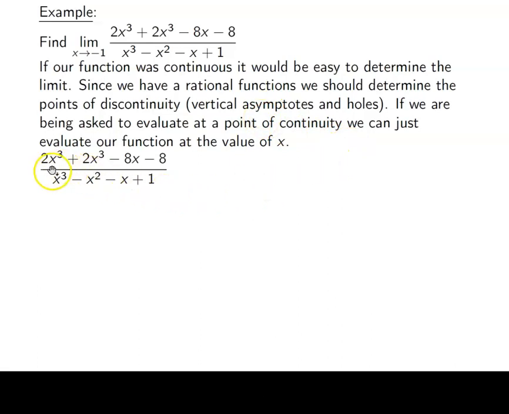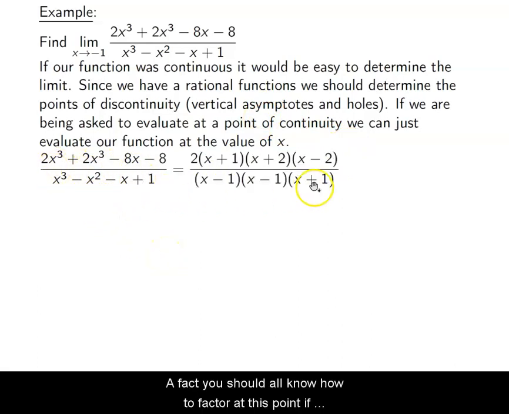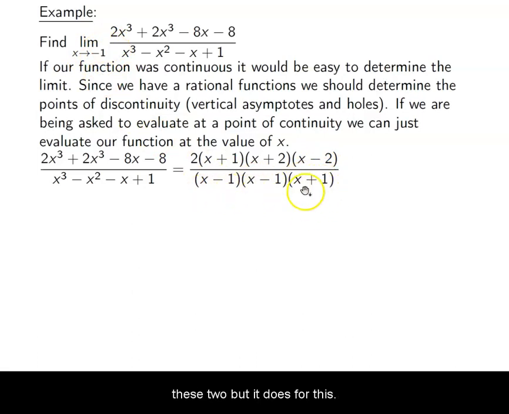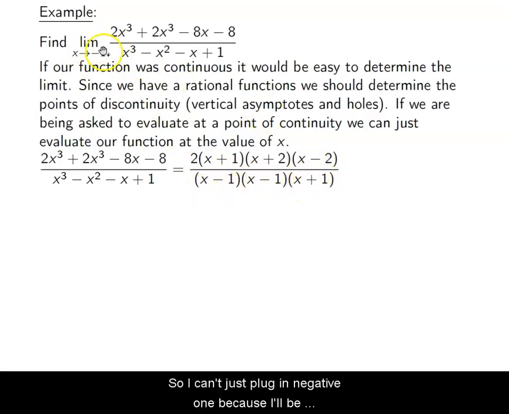So I take my function, I factor it. You should all know how to factor at this point. If not, go back to chapter 3 and look at synthetic division, your rational zeros theorem. This denominator factors to this form, and the numerator factors to this form. Notice that if I take -1, that will make this term 0. It doesn't do anything for these two, but it does for this one. So I can't just plug in -1 because I'll be undefined, right?